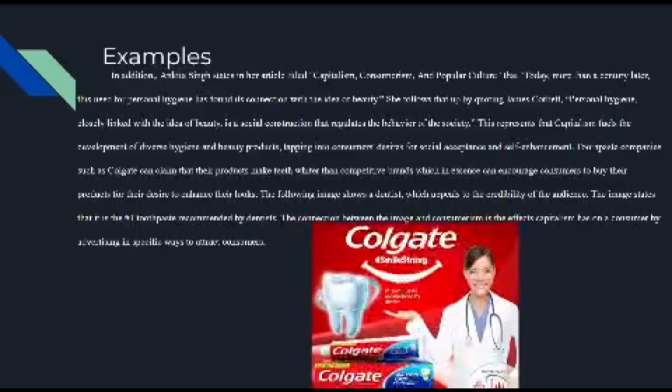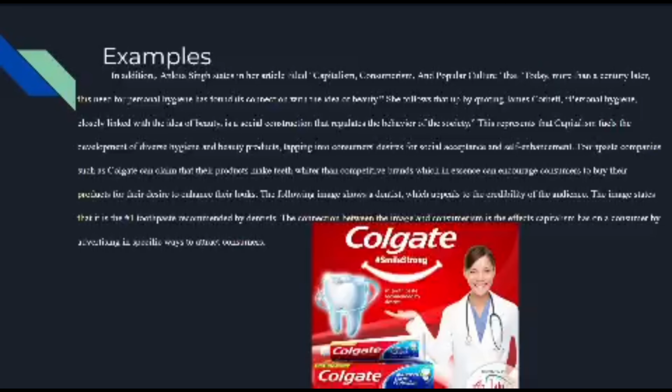In addition, Aniga Stein states in her article titled Capitalism, Consumerism, and Popular Culture that today, more than a century later, this need for personal hygiene has found its connection with the idea of beauty. She follows that up by quoting James Corbett: personal hygiene closely linked with the idea of beauty is a social construct that regulates the behavior of society. This represents that capitalism fuels the development of diverse hygiene and beauty products, tapping into the consumer's desires for social acceptance and self-enhancement.